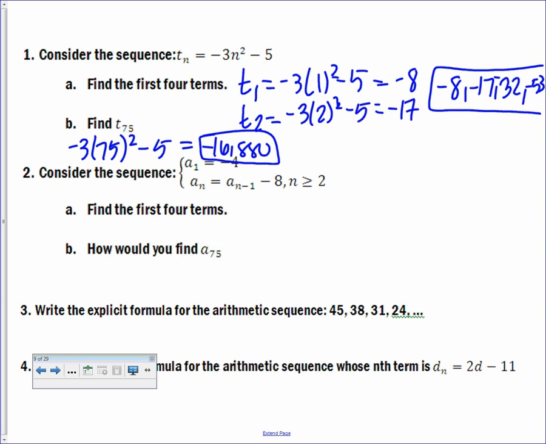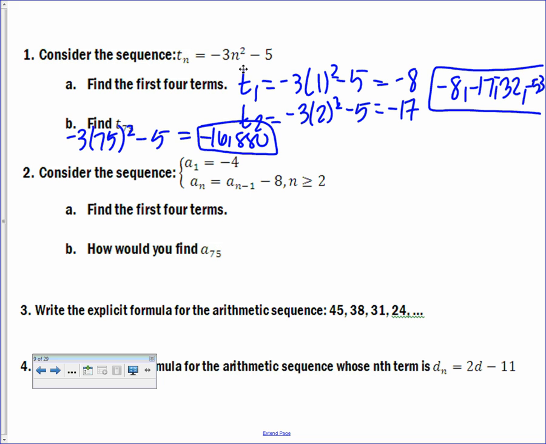Again, like in geometric, you're looking at 2 pieces of information. First piece, first term: -4. Second piece, look at the second part. It says subtract 8 each time. So -4 minus 8 is -12, minus 8 is -20, minus 8 is -28. Don't overthink those. Just read it: first thing -4, second thing subtract 8 each time. Done. Part B, how would you find A sub 75?